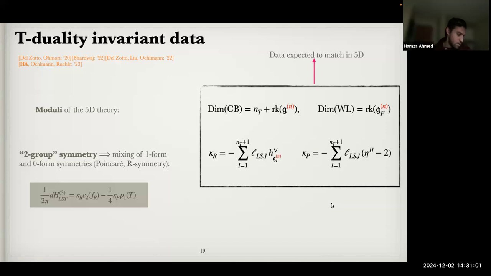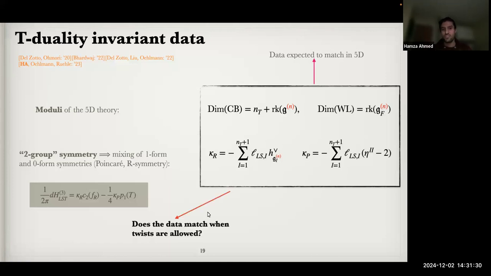Right. In fact, you could turn the logic around. If you find something that doesn't match on the tensor branch, you could use that as information about needing either an enhancement or reduction of symmetry when you're back at the origin of moduli space. We should talk about this. Definitely, thank you.